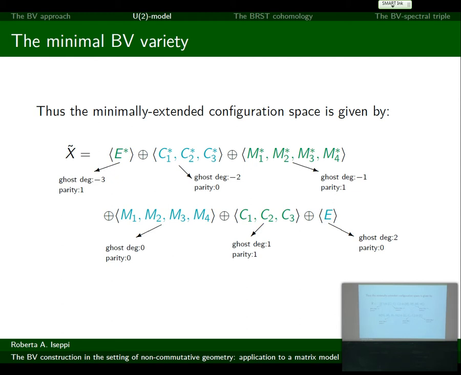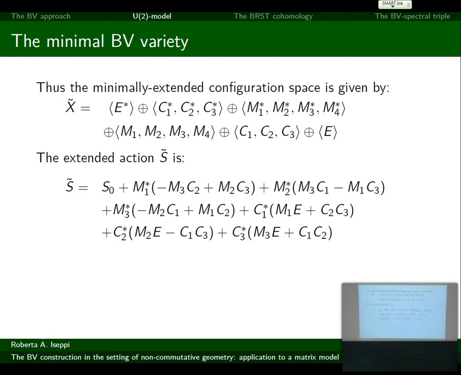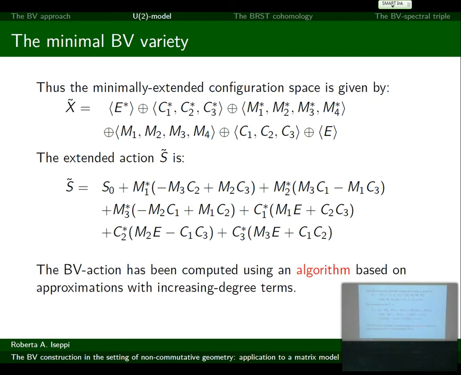So this is concerning the extended configuration space, and this is the extended action. This is just obtained through an algorithm, but what I would like to underline is that this extended action is linear in the anti-fields and quadratic in the fields. And this will be important in the following construction.